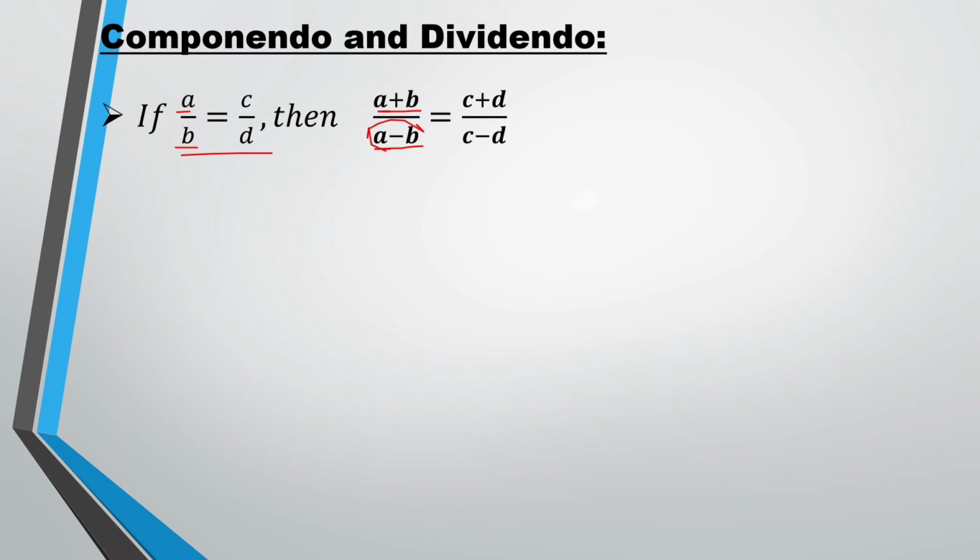And that is equal to, here we have numerator C and denominator D. I am adding C plus D and I have written C minus D in the denominator. That's it. It's very easy. In order to solve complex equations, if you apply componendo and dividendo, you can get the answer in just seconds.